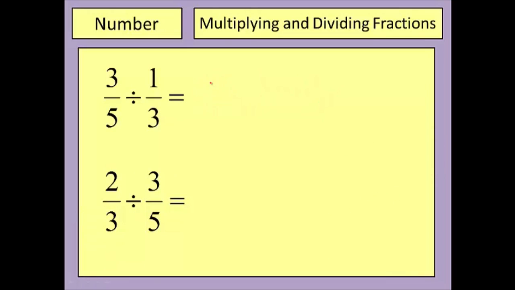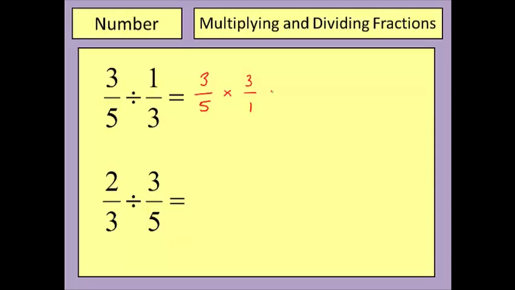Okay, let's have a look at dividing fractions. In this particular example, we've got 3/5 divided by 1/3. I'm going to start with 3/5, and the way that I'm going to divide fractions is I'm going to take the second fraction and write it upside down. So instead of 1/3, this becomes 3/1.